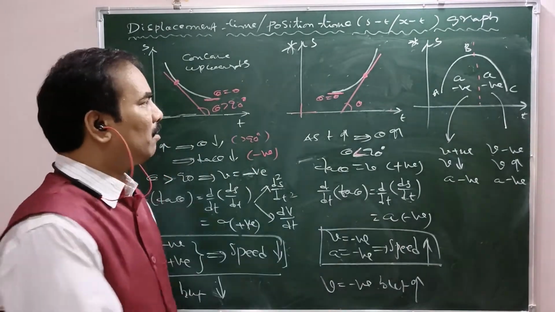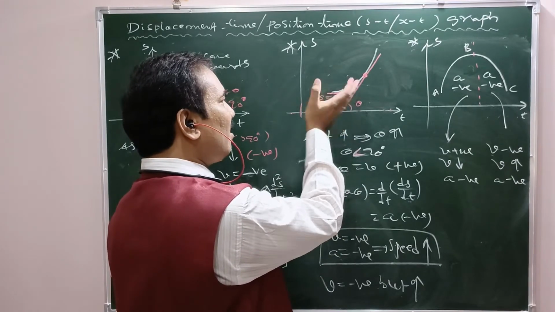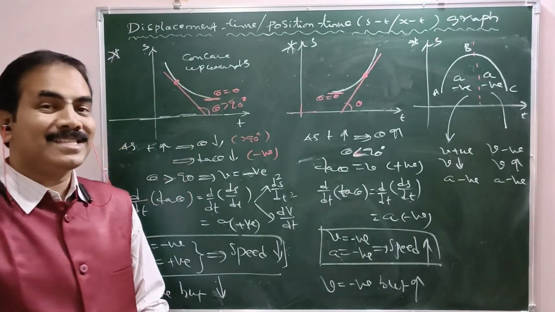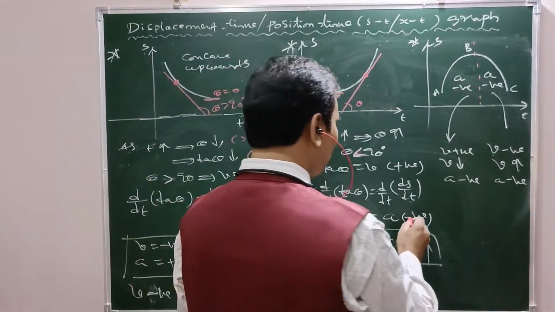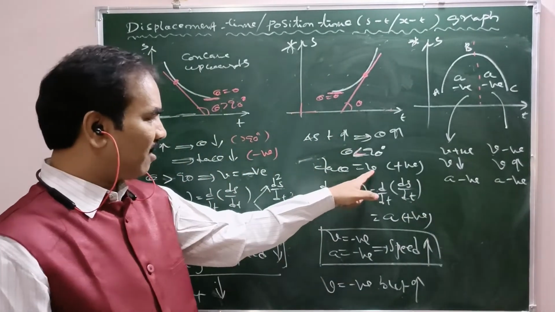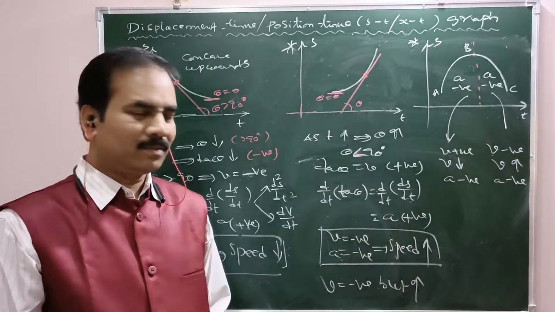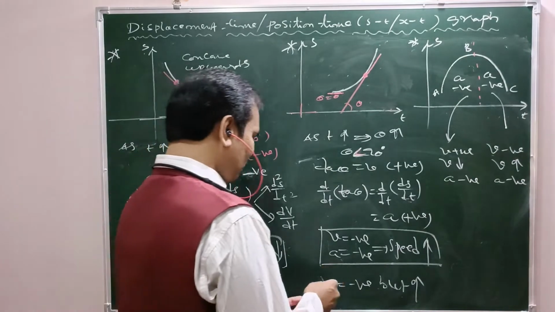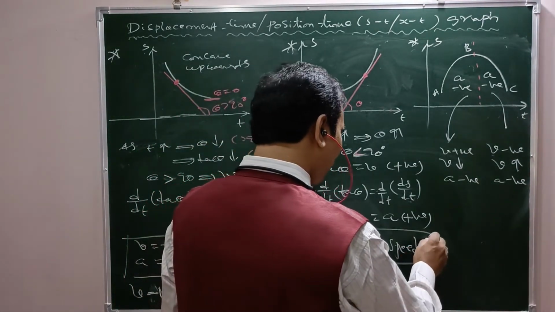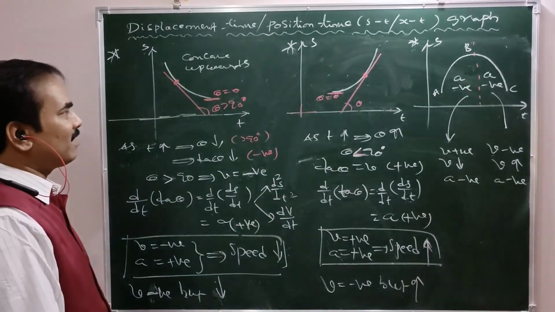Is it positive or negative? Here the slope is 0, and it increases from 0 to a certain value. Therefore, slope increasing at a constant rate means acceleration is positive. As far as velocity and acceleration are concerned, both have the same sign. Both are positive, which means the speed is increasing. Am I right?